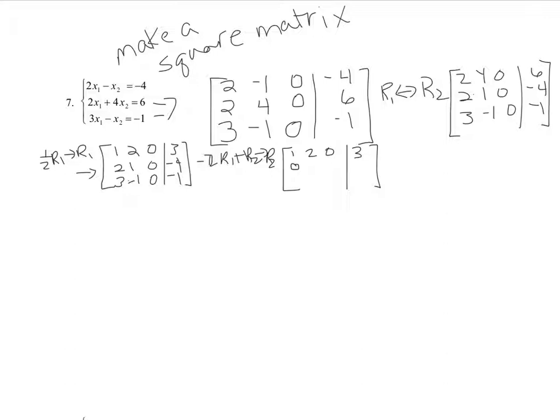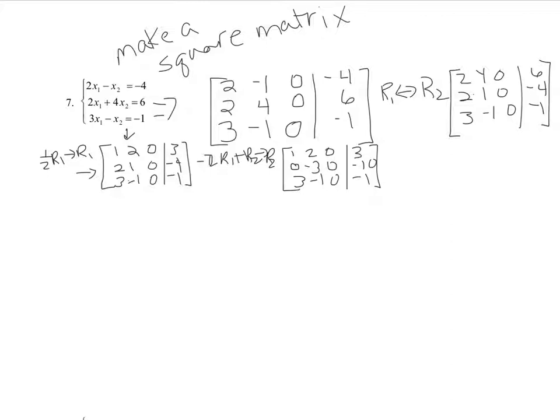Negative 2 times 2, I'm now on the second element in this row, negative 2 times 2 is a negative 4, and negative 4 plus 1 is a negative 3. Negative 2 times 0 is 0. 0 plus 0 is 0. And then to get my answer column, negative 2 times 3 is a negative 6. Negative 6 plus negative 4 is a negative 10. Bottom row has not changed.